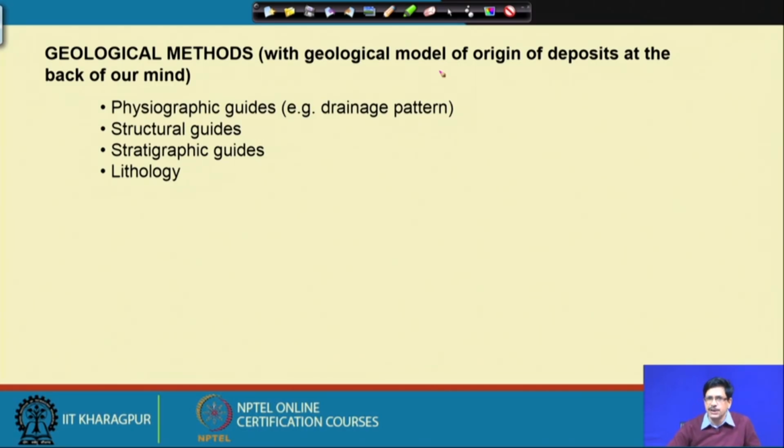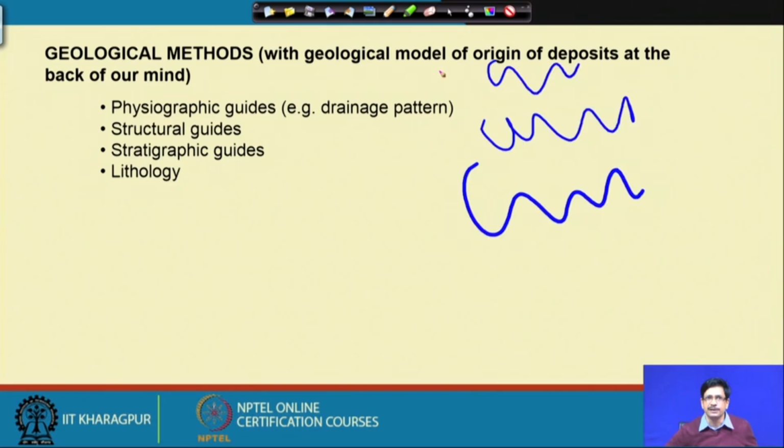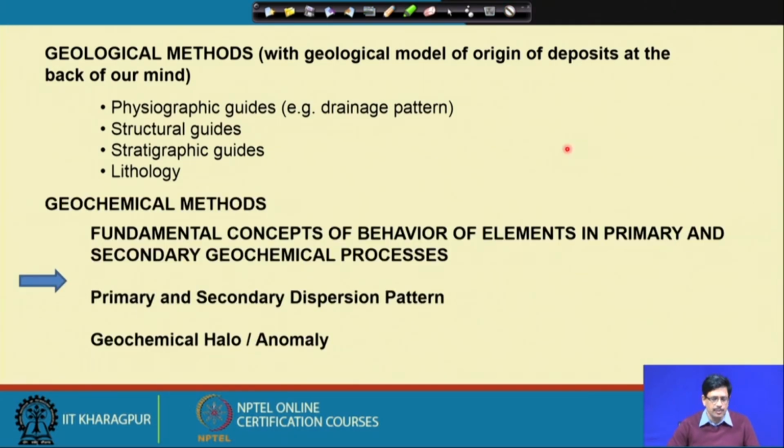So, a geological study is actually done continuously, from the very reconnaissance stage through project evaluation, until the stage at which an ore body is made ready for exploitation. Then we talk about the geochemical methods. In geochemical methods, we essentially use our fundamental concepts of the behavior of elements in primary and secondary geochemical processes.